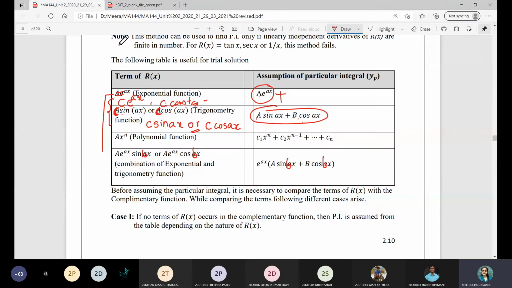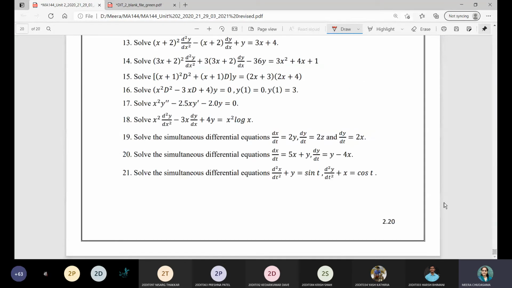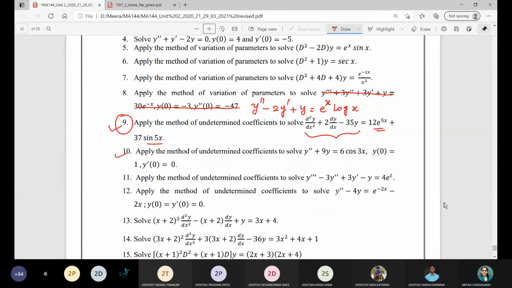Which example shall we take? Just wait. This we have done in the last class. Let us consider this one. 12. You people start trying.